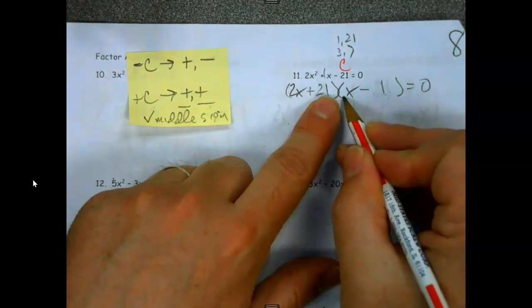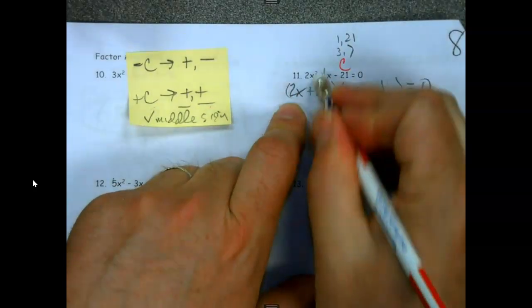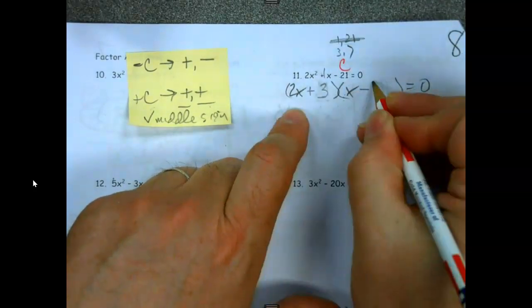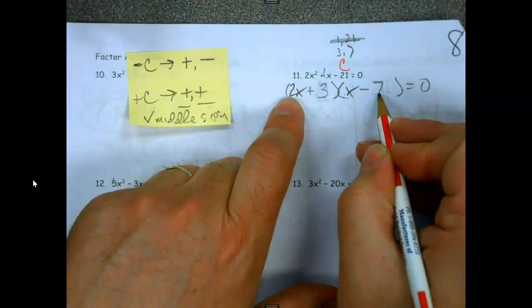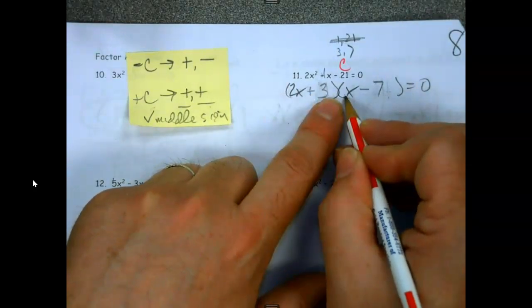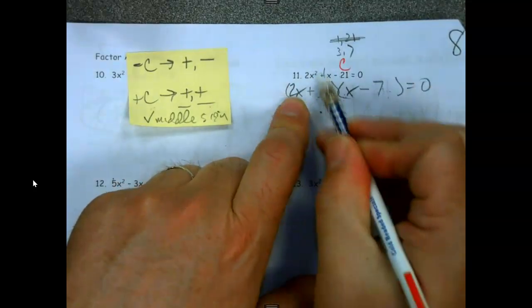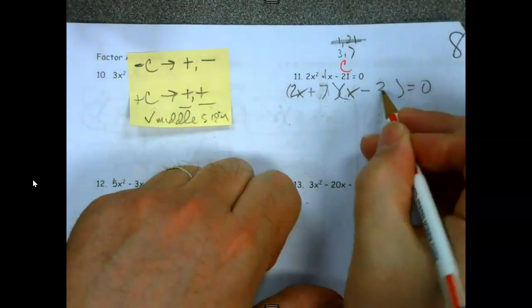Negative 2 and 21? No. Okay, so we've pretty much eliminated that one, it doesn't work. Okay, what about 3 and 7? Negative 14 on the outside, positive 3 on the inside. 14 and 3 is not getting me to 1. Man, I'm running out of options here. One more try.